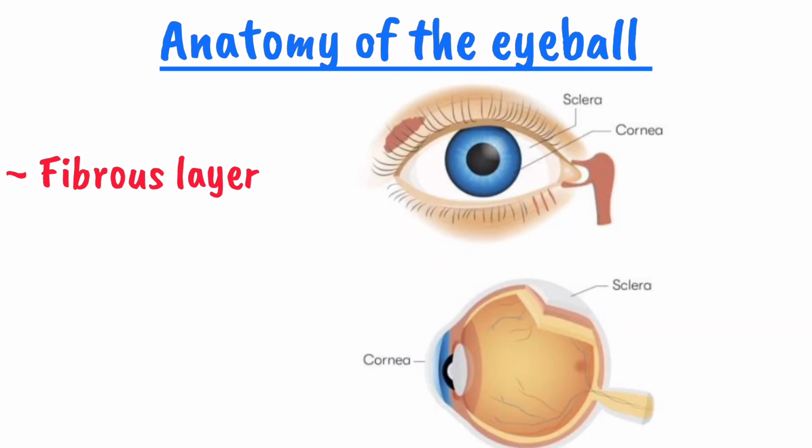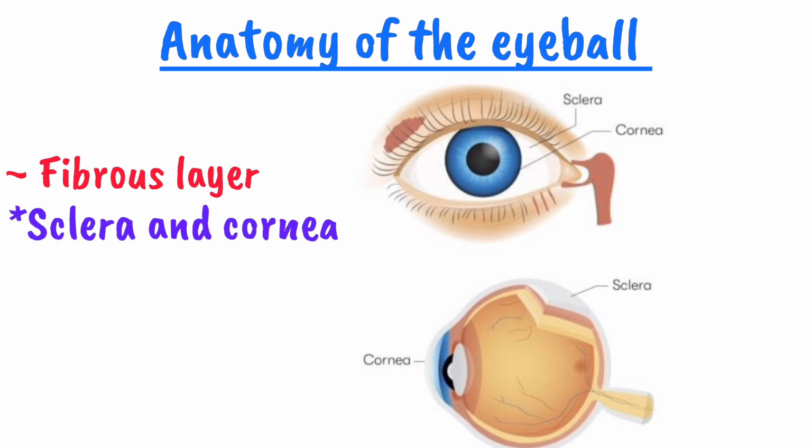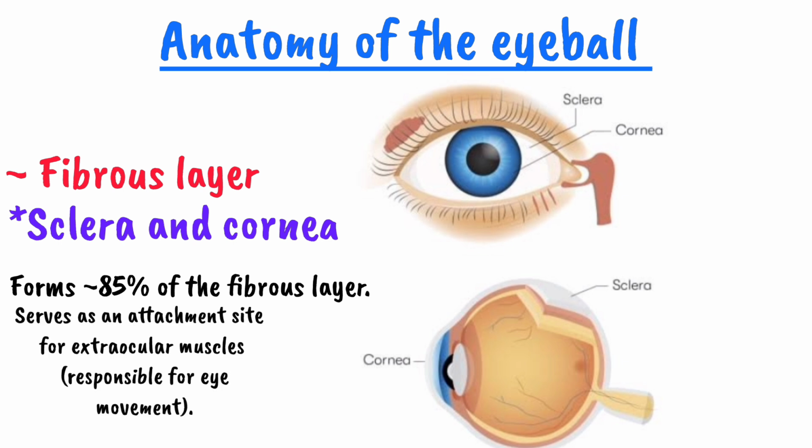So the fibrous layer is the outermost layer of the eye, comprising two main structures, the sclera and the cornea. The sclera makes up about 85% of the fibrous layer. It provides the eyeball with its shape and serves as an attachment site for the extraocular muscles, which control eye movement. It also acts as a protective layer or shell, housing vessels and nerves that penetrate it, including the optic nerve, which transmits visual information to the brain. The sclera is visible as the white part of the eye.